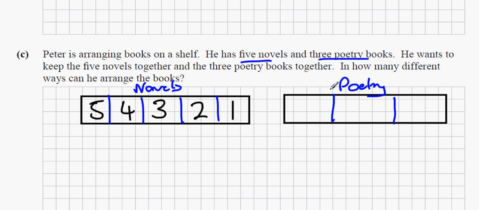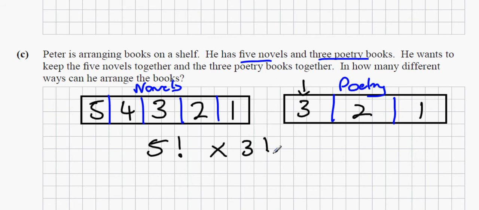Next, in the poetry section, you have 3 books at the start, so you have a choice of 3. We pick one, only 2 remaining. Pick another one, only 1 remaining. Now what we have here is 5 factorial, which is how many ways we can arrange the novels, and for the poetry we have 3 factorial.